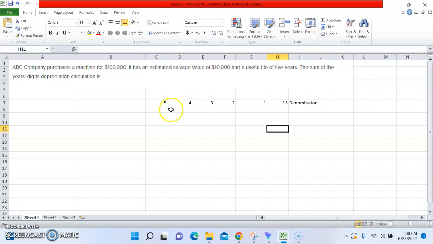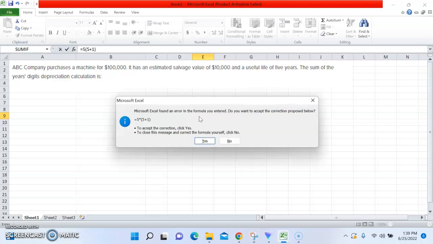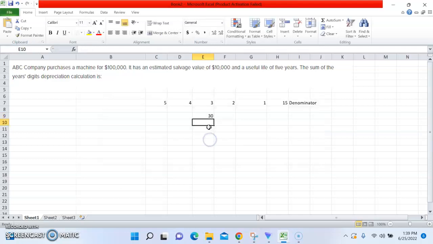That's how it works. Now, to calculate this a little bit easier, instead of doing 5 plus 4 plus 3 plus 2 plus 1, what you can do is take the estimated useful years of life, which is 5, times the estimated useful years of life plus 1, and then divide that by 2. So 30 divided by 2 is 15. You can calculate it that way as well. But just remember, you're going to need this 15 because that's the denominator.